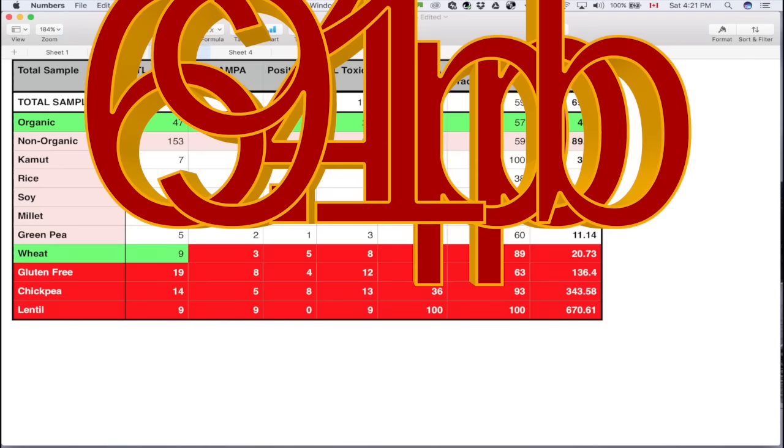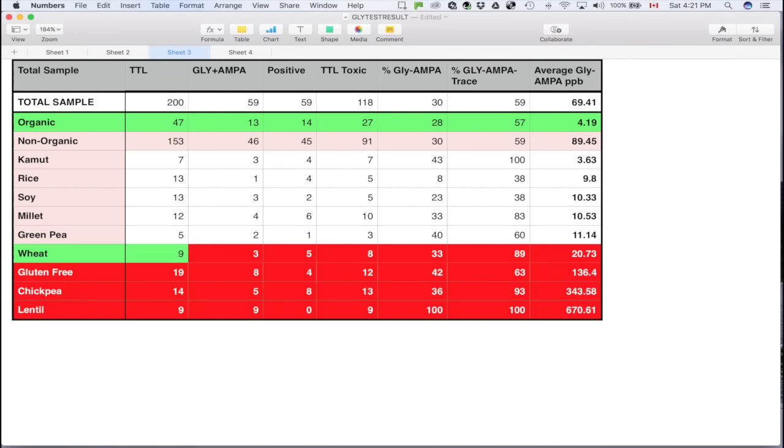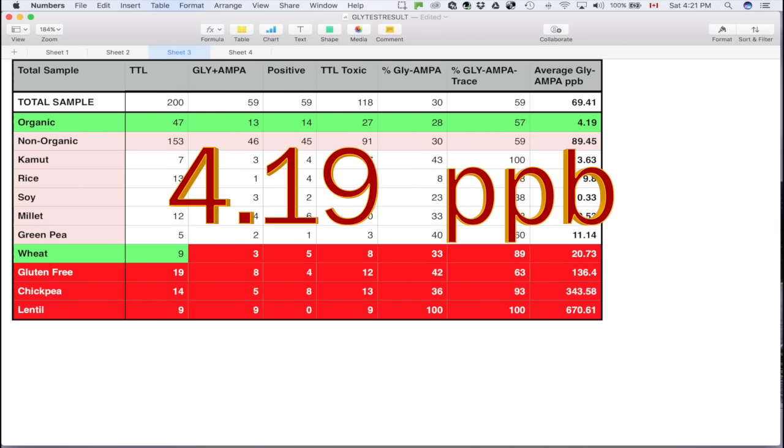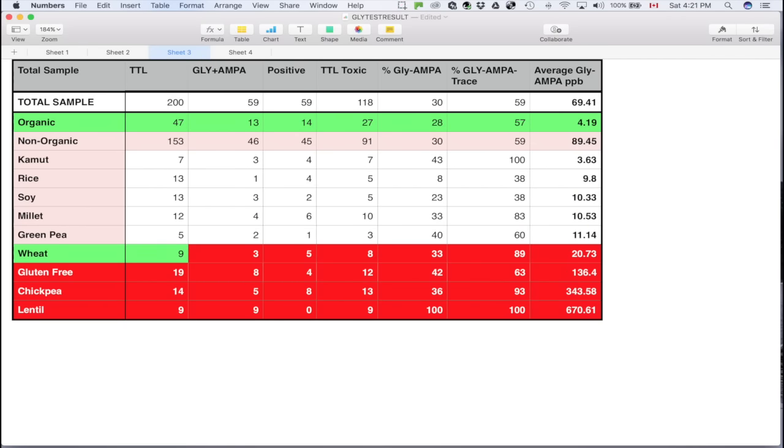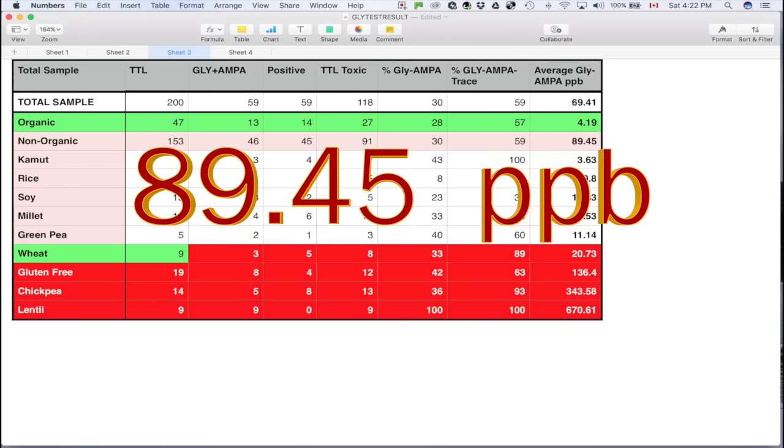And then comes the separation of only organic food. The figure for that is 4.19 parts per billion, or 0.00419 parts per million, or microgram per gram. So the organic food sample is not free of glyphosate, but it is very low compared to everything else. If you separate the organic and keep all the other samples as non-organic, 47 samples were organic, so the remaining 153 are non-organic, and the average glyphosate content would be 89.49 parts per billion, or almost 90.